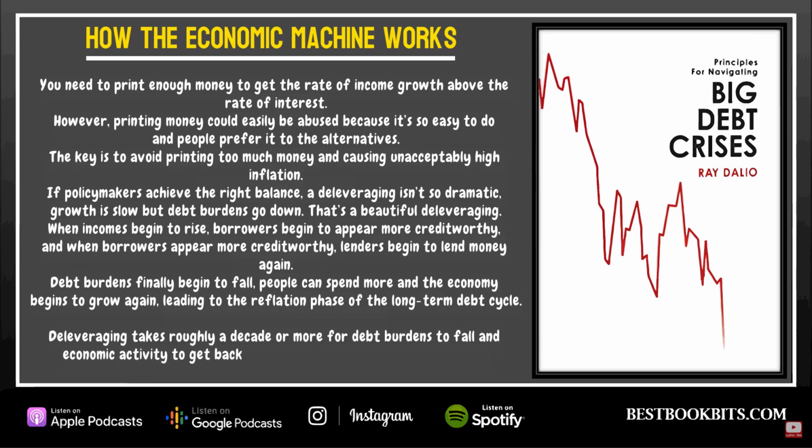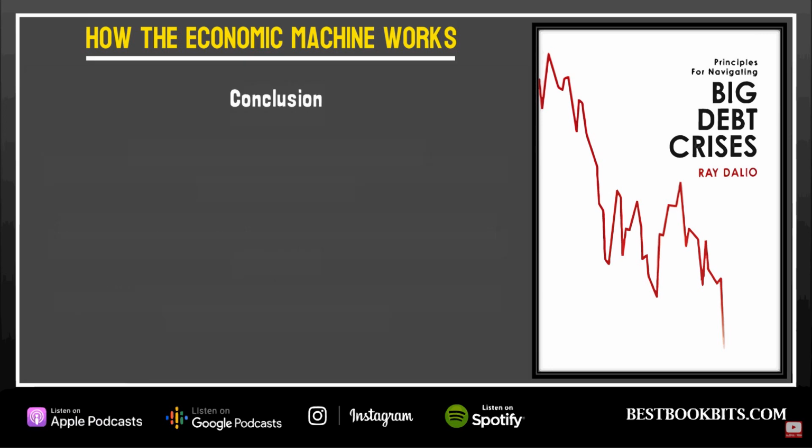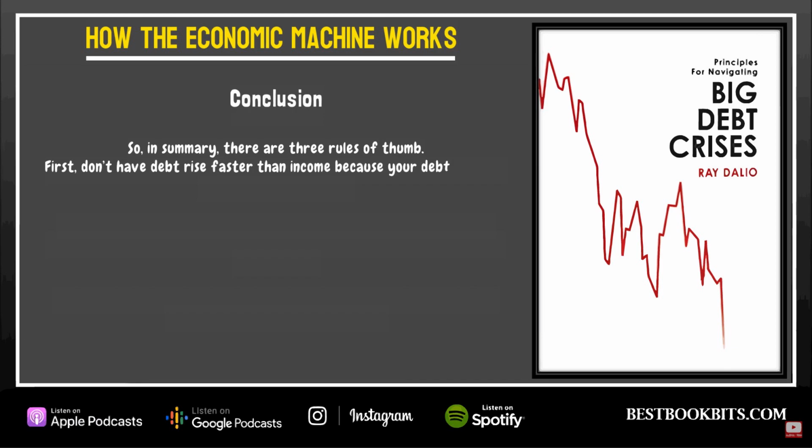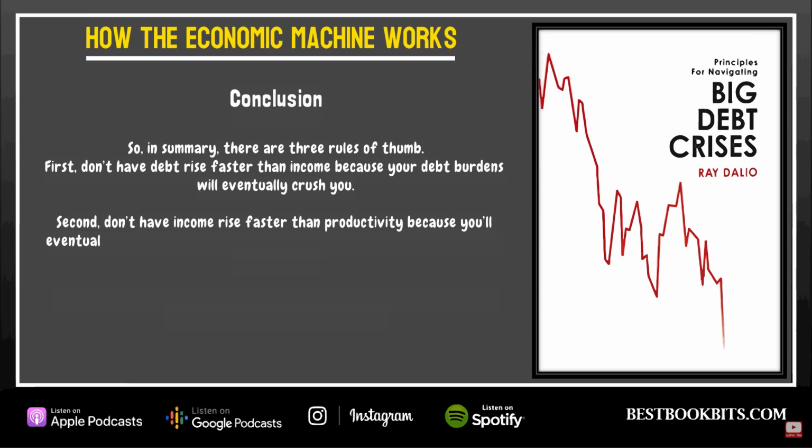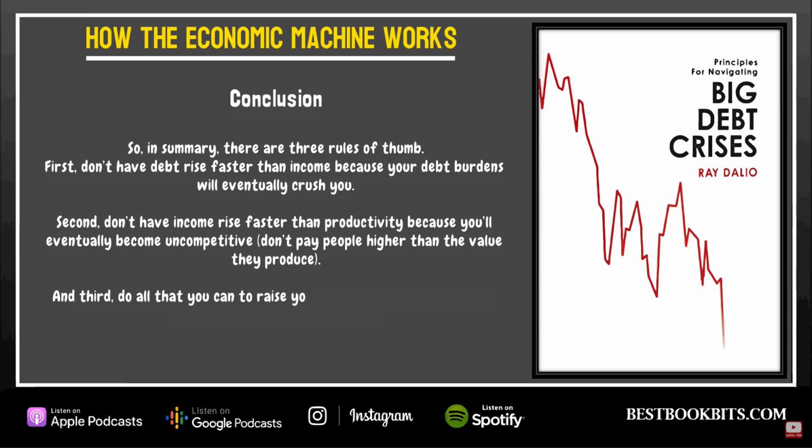Deleveraging takes roughly a decade or more for debt burdens to fall and the economic activity to get back to normal, hence the term lost decade. Conclusion. So in summary, there are 3 rules of thumb. First, don't have debt rise faster than income because your debt burdens will eventually crush you. Second, don't have income rise faster than the productivity because you'll eventually become uncompetitive. Don't pay people higher than the value they produce. And third, do all that you can to raise your productivity because in the long run, that's what matters most.